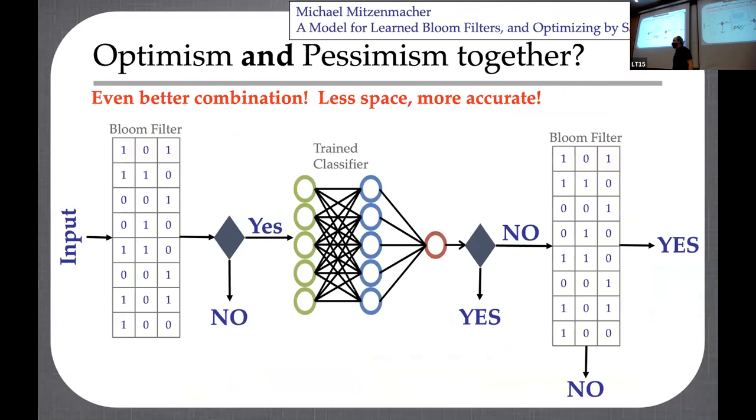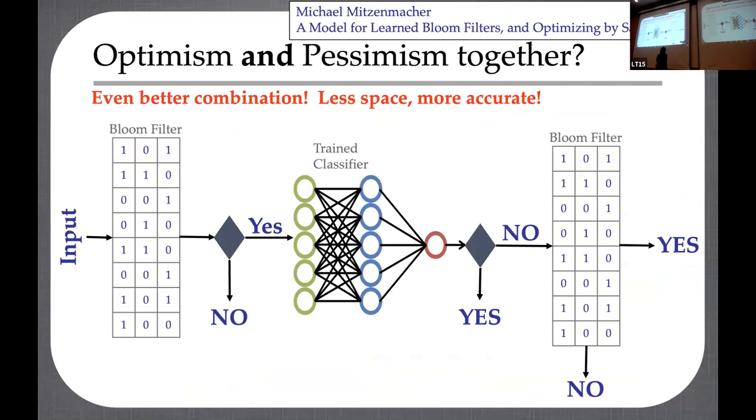That's exactly right. They're not going to be the same thing. In particular, the second Bloom filter is going to want to be compensating for the things that the classifier is failing on. The other thing is that you can make the second Bloom filter a lot smaller. Basically the first Bloom filter ends up throwing out most of the nodes.